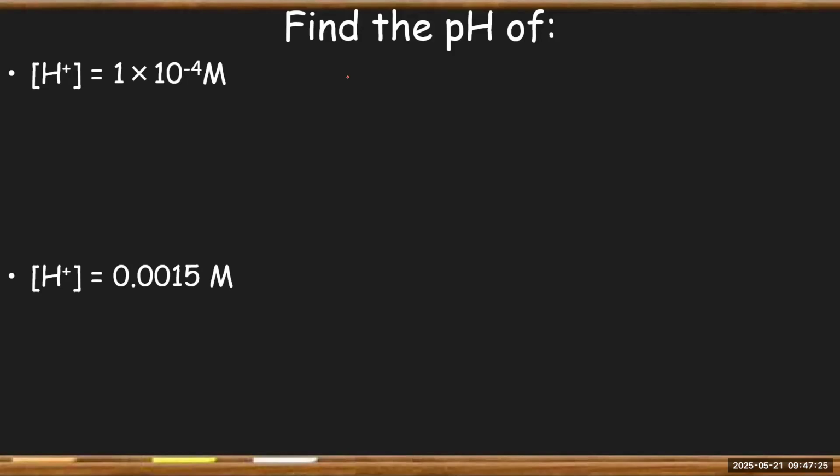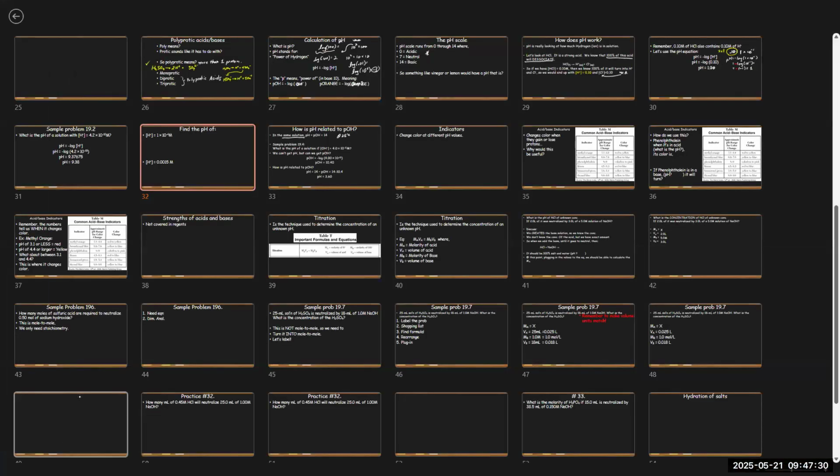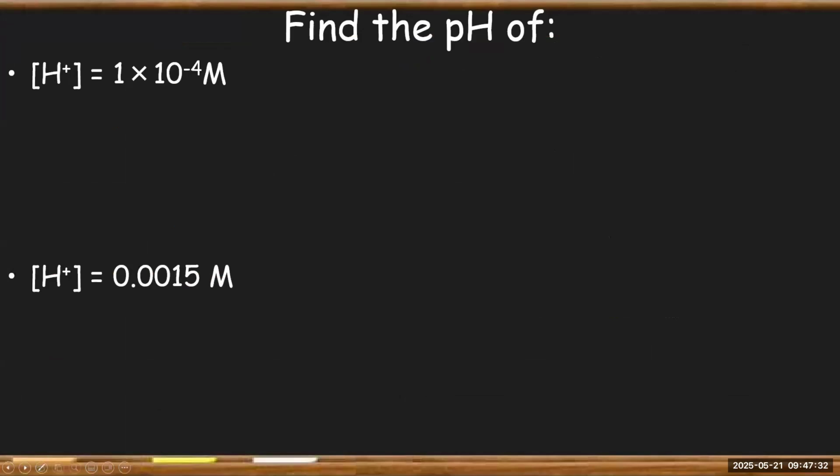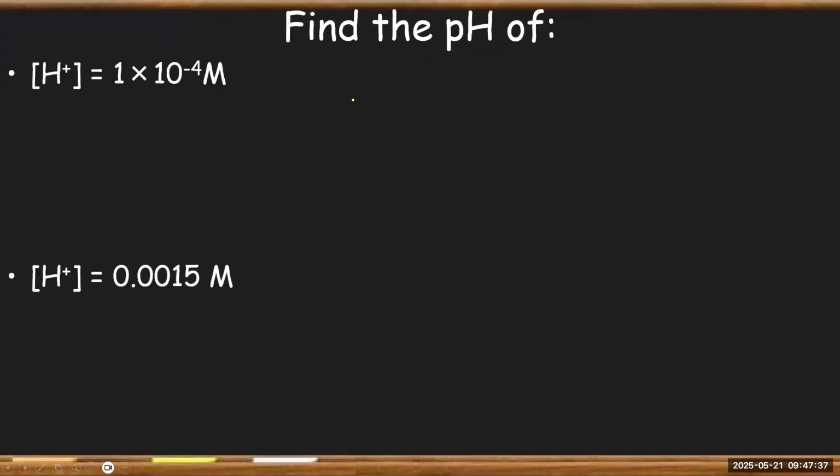First one is what? Let's go to a different color. Negative log of 1 times 10 to the minus 4. All right, you ready? What is that? It's simply going to be 4. How many sig figs? It's just one, no decimal place, 1 sig fig. So that's the correct answer.